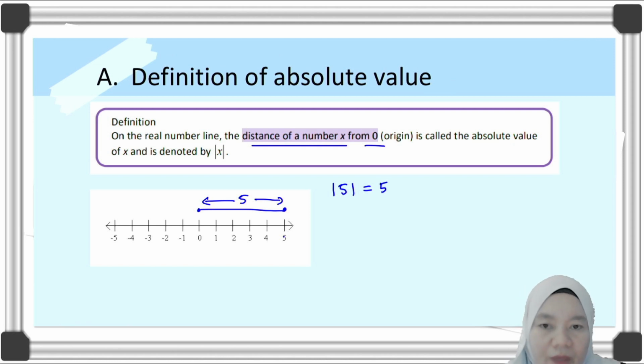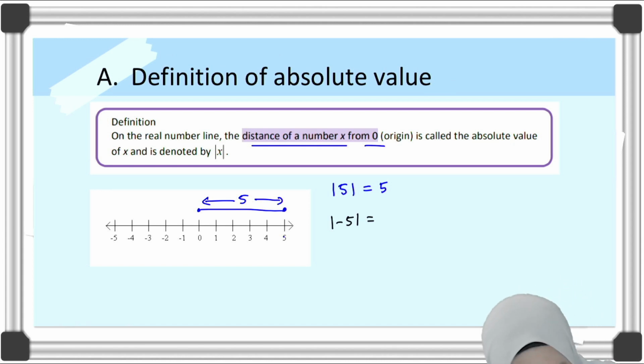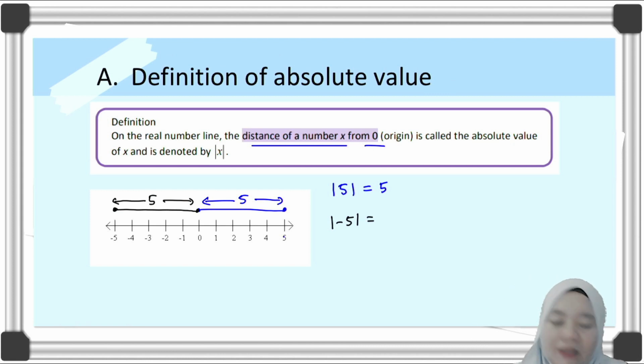Right. Or maybe, kalau saya letak kat sini, absolute value of negative 5. Apa maksudnya kat sini? Alright. So, maksudnya kat sini adalah jarak, distance, from negative 5 to origin. Right. So, negative 5 to origin. So, the distance is also 5 units. Right. So, the absolute value of negative 5 also 5.